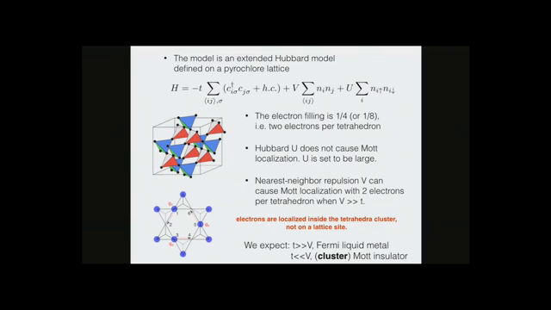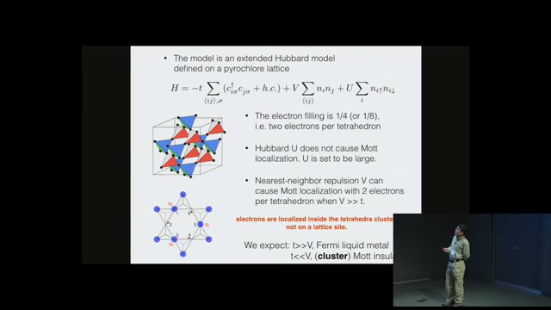So the model is defined. The model is an extended Hubbard model defined on a pyrochlore lattice. This Hubbard model has nearest neighbor hopping, the nearest neighbor repulsive interaction, and on-site Hubbard U interaction. This is the pyrochlore lattice. The electron filling is a quarter in this talk, and a quarter means the average electron filling is 2 electrons per tetrahedron. Because of this fractional electron filling, the on-site Hubbard U interaction cannot cause Mott localization. So we can set U to be infinity.